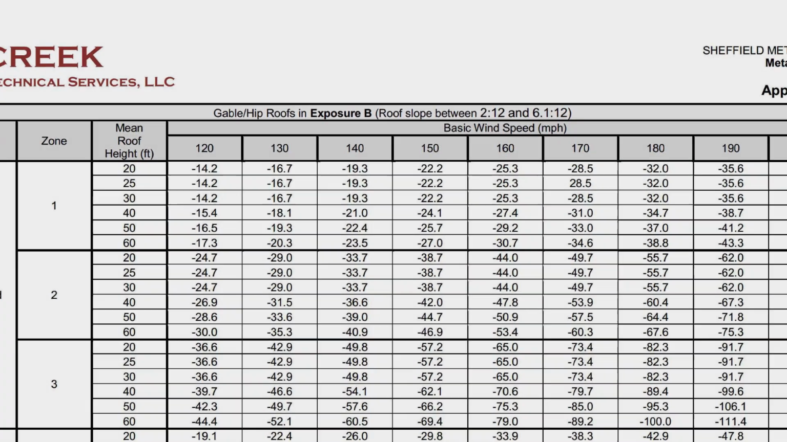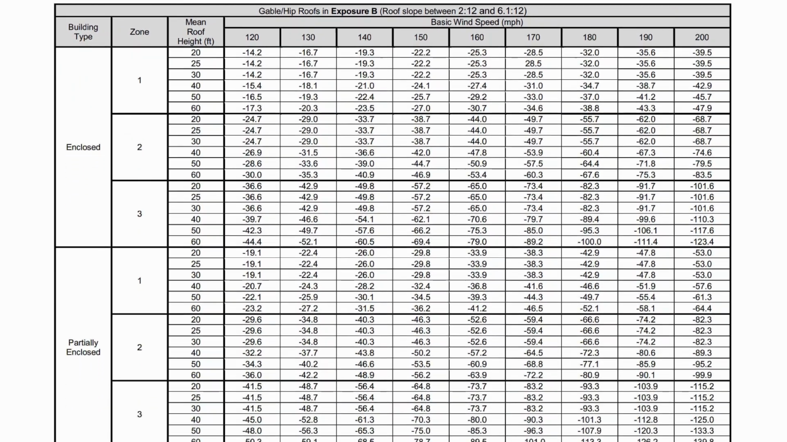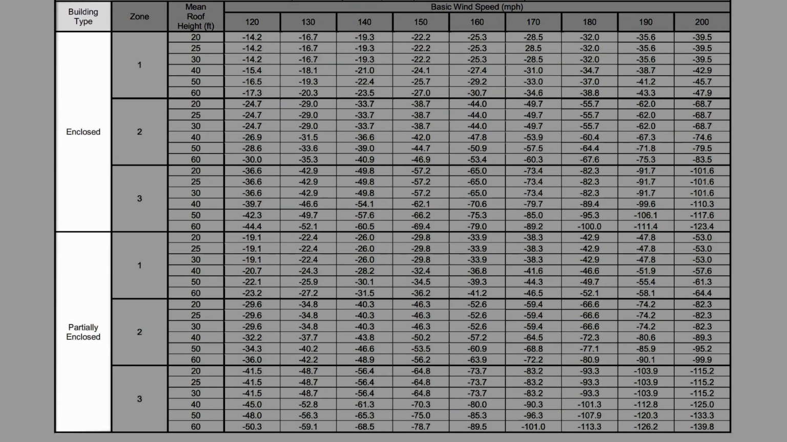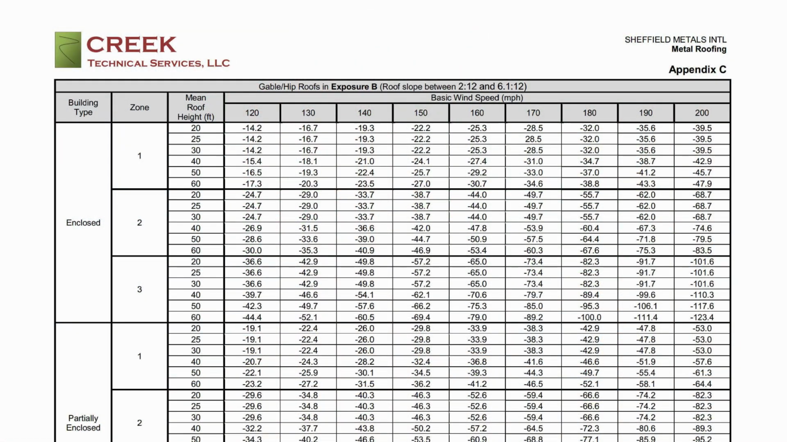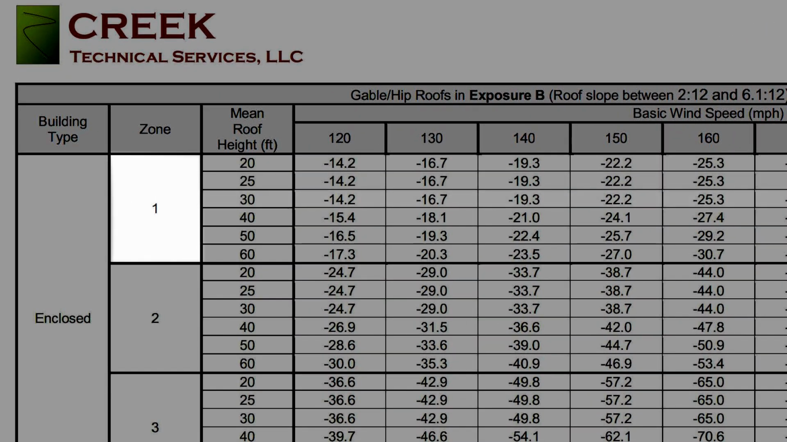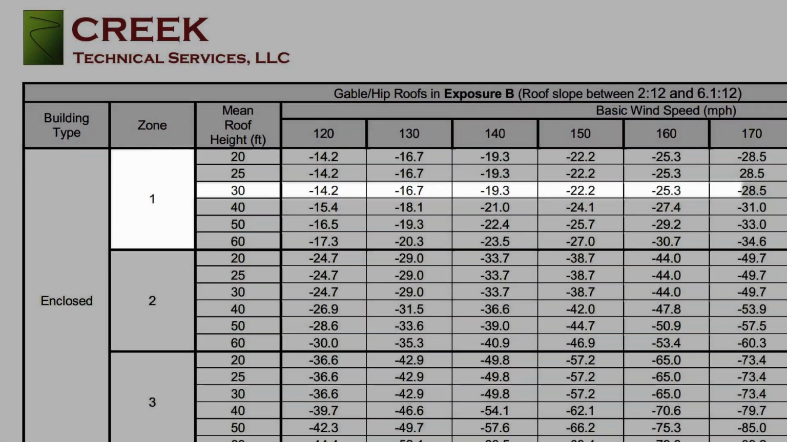So if we look at the chart, it'll give us 2 options for building type, enclosed and partially enclosed. So we're using 130 miles an hour as an example for wind speed. So say it's in exposure B, we've got a hip or gable roof, and we're talking about an enclosed building. We can say we have a 30-foot roof mean height to use as an example as well, because there are different charts and different options as far as roof mean height. So again, zones 1, 2, and 3: field, perimeter, and corner. Zone 1, according to this chart, we need a negative 16.7 at a 30 roof mean height. So we more than exceed the design pressure there in zone 1.